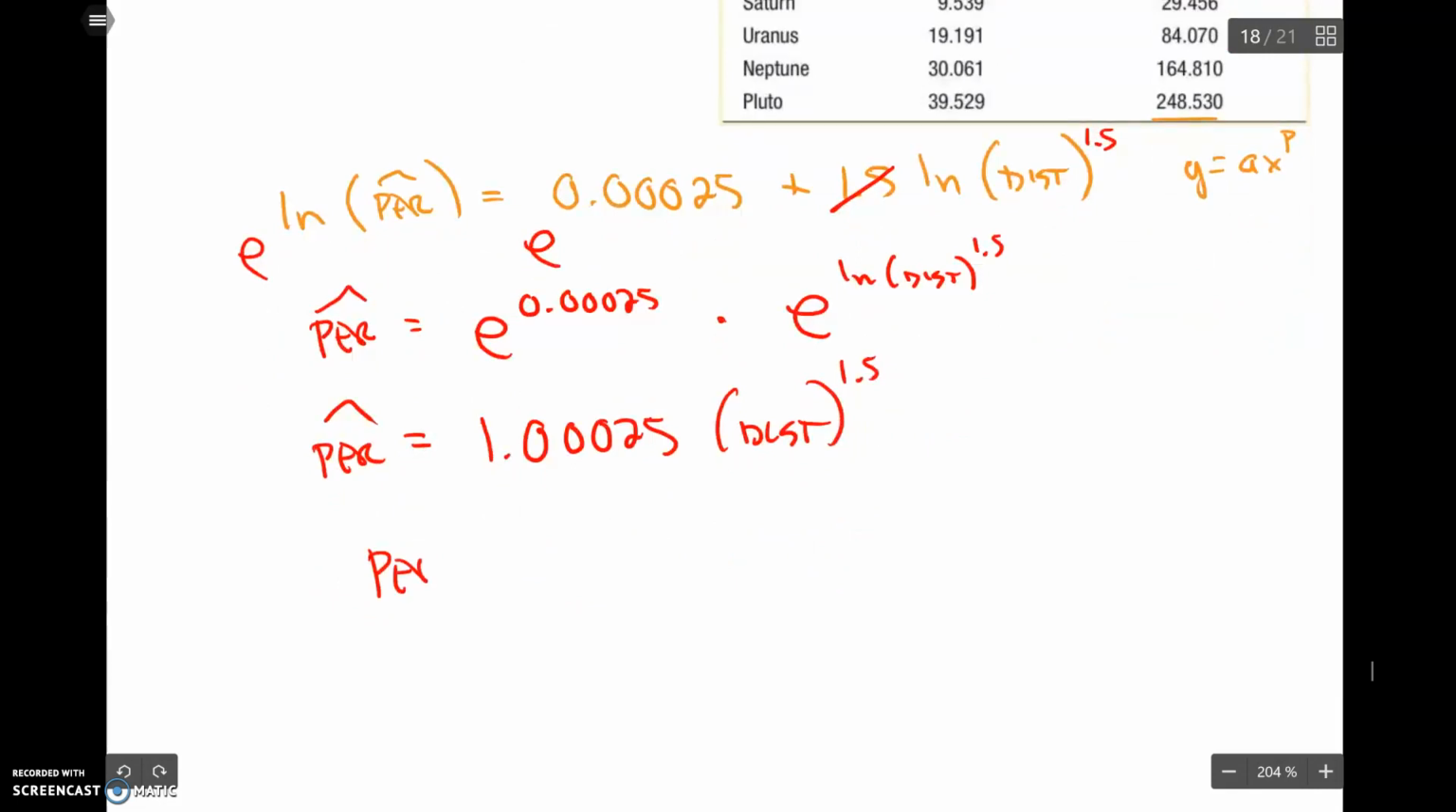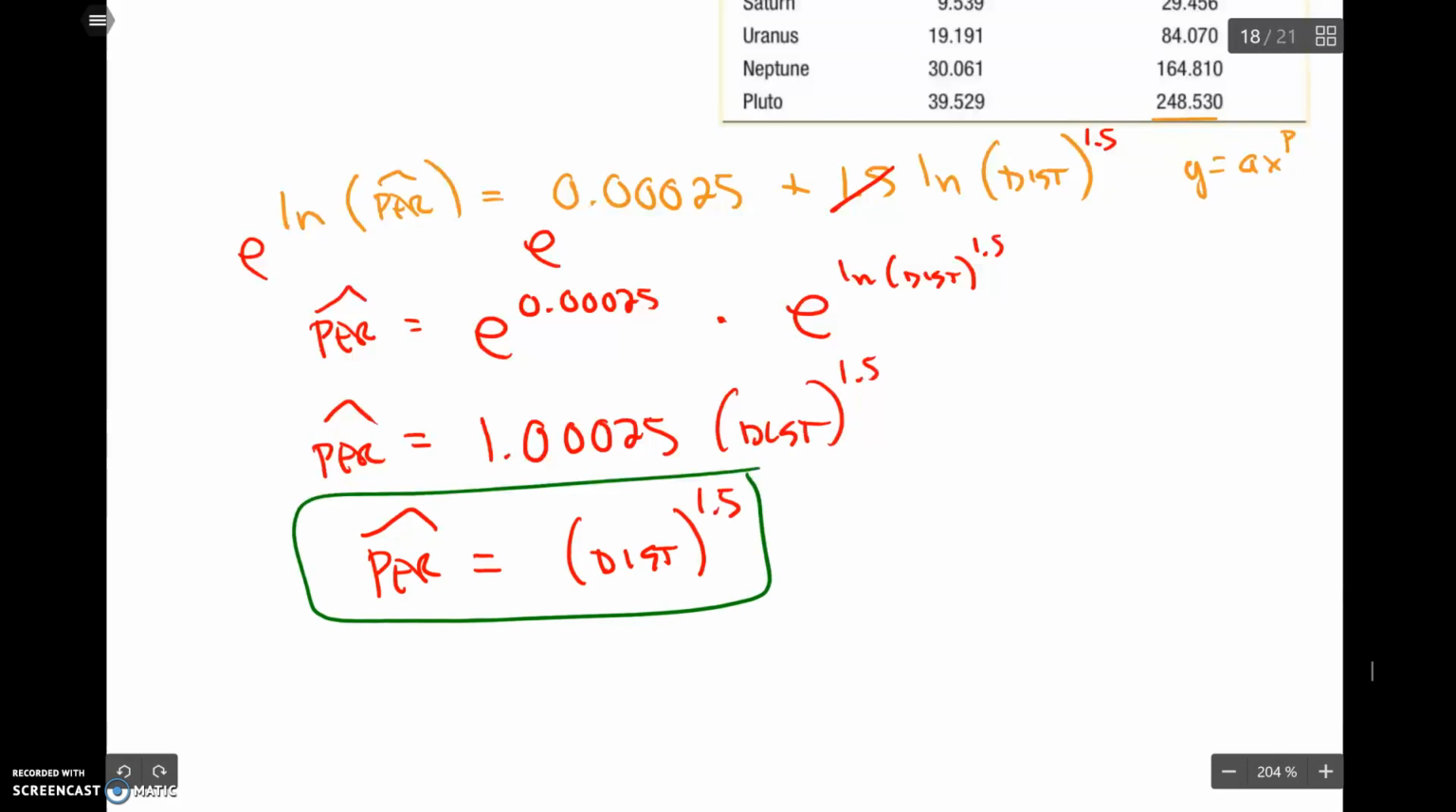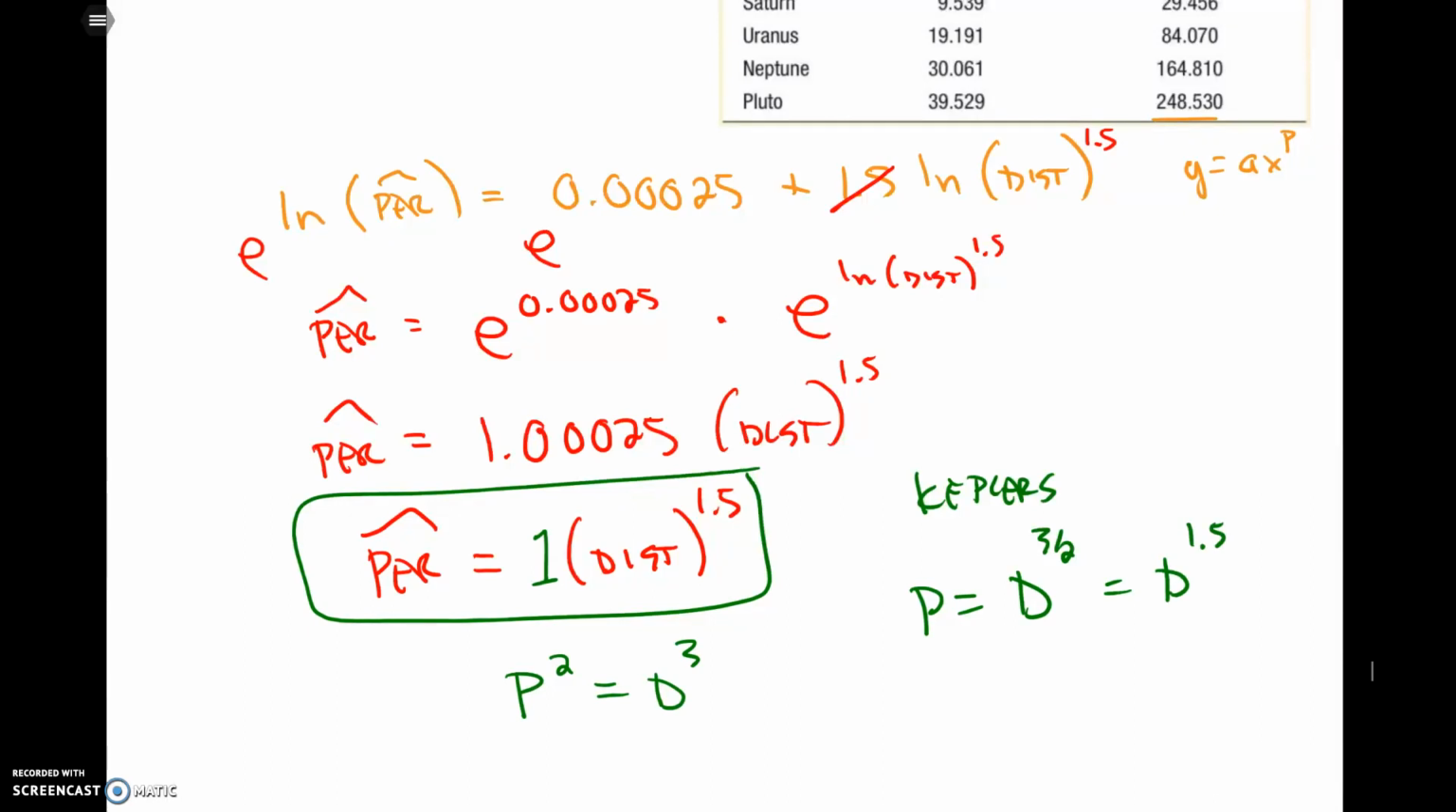And what I was shooting for here is an aha moment for all of you physics people to say, oh yeah, I remember this. This is one of Kepler's laws. I think Kepler said that the period squared is proportional to the distance cubed. Well, that's the period is equal to distance to the 3/2 power, or distance to the 1.5 power. This is Kepler's law. But in class, nobody recognized it, so you're watching this video, maybe you'll recognize it, maybe you don't.